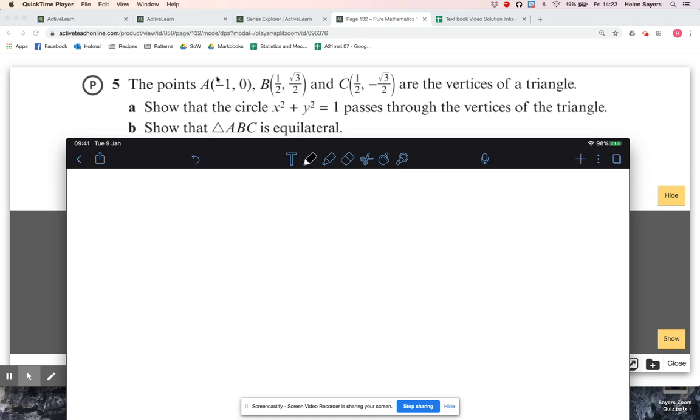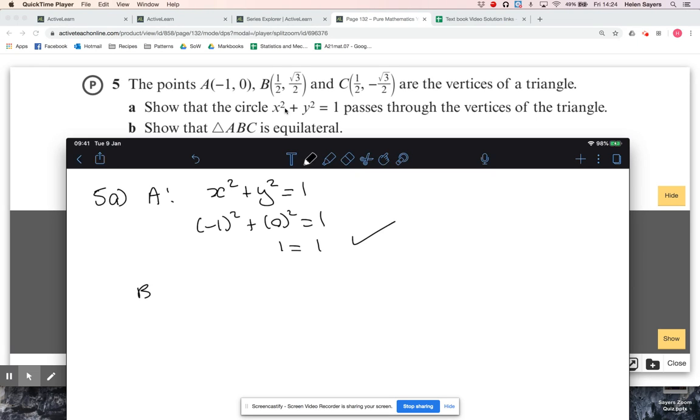So I think the quickest way is just to check each of the 3 points in turn and show that A, B and C do all lie on this circle. So it's going to be a bit repetitive, but quite quick and easy. So let's check A. The equation of the circle is x squared plus y squared is 1. So if I'm subbing in A, that's minus 1 squared plus 0 squared, which is 1. So A lies on the circle.